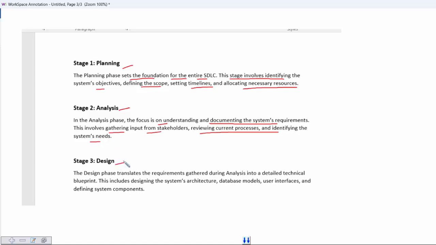After that, stage three is the design stage. The design stage translates the requirements gathered during the analysis stage into a detailed technical blueprint. This includes designing system architecture, database models, user interface, and defining system components. The outcome of this phase provides the technical structure needed to guide the upcoming development and implementation activities. So the data we have gathered in the analysis stage, we form into a complete architecture of the system.